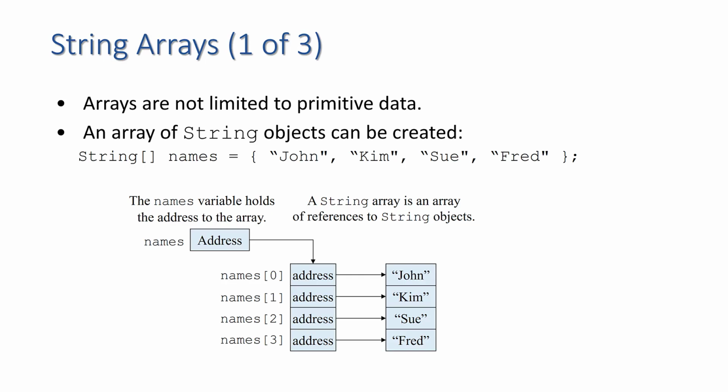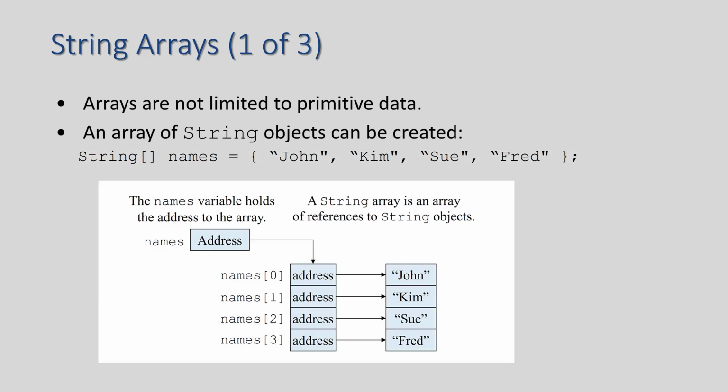Arrays are not limited to holding primitive data. In this example, an array of strings is created and initialized. The names reference variable references the names array, and each element in the array references a string object.